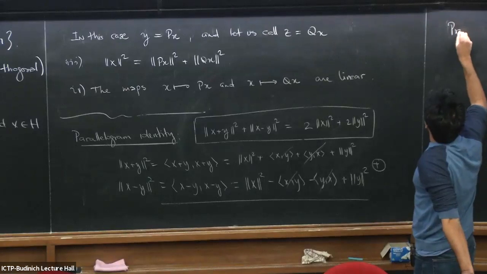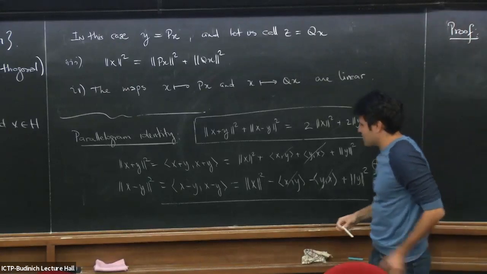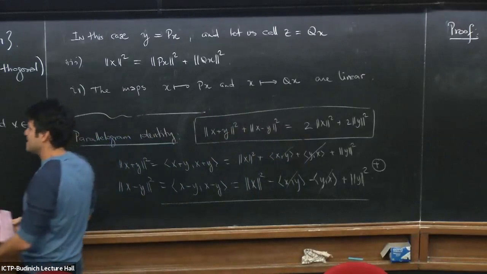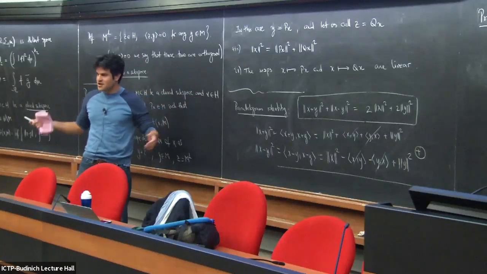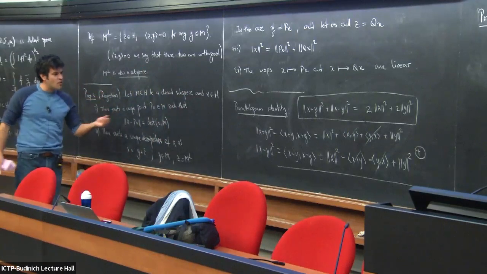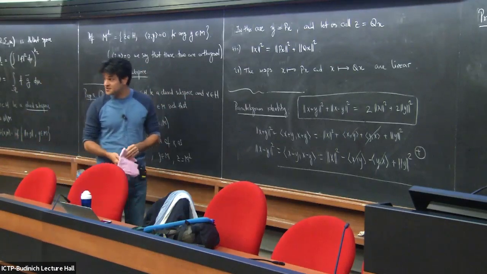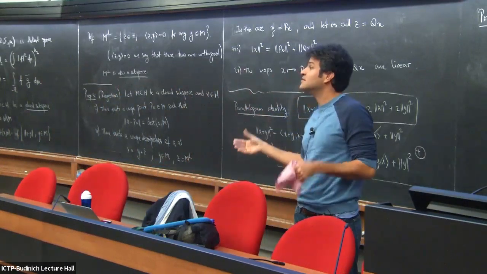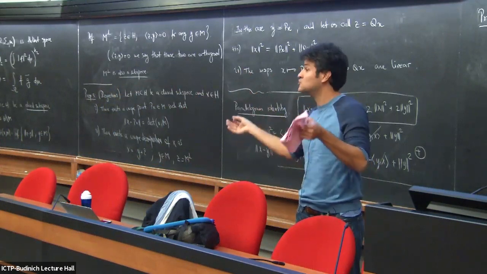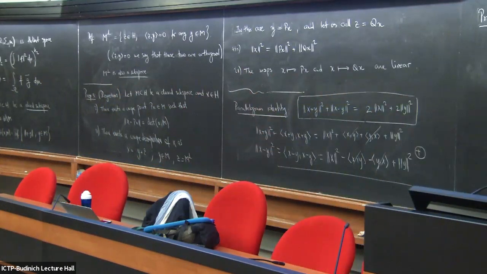So let's prove our claims about projections. The first claim that I made is that if you have a closed subspace and any generic point in your Hilbert space, there is a unique point that realizes the distance. So there are two things here to prove: that there is actually a point that realizes the distance, and that this point is unique.